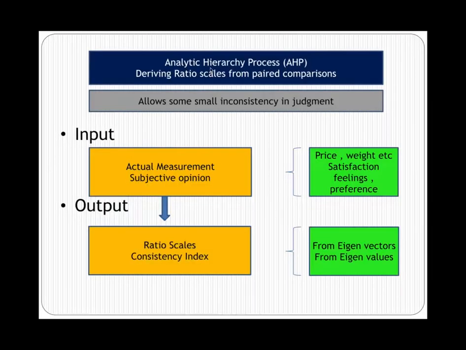Now, let us look at a brief overview of how AHP works. You have the actual measurements or the subjective opinion in the form of price, weights, satisfaction, feelings, preference, etc. These are the inputs to the AHP model. And the output is a consistency index and the ratio scales. The ratio scales provide us with the different weights which are to be assigned to each feature. These ratios are derived from eigenvectors and eigenvalues. We'll be looking at an example to see how the whole AHP process works.